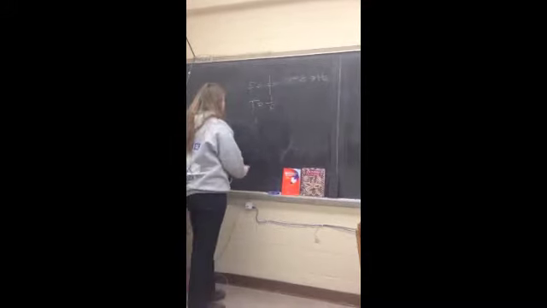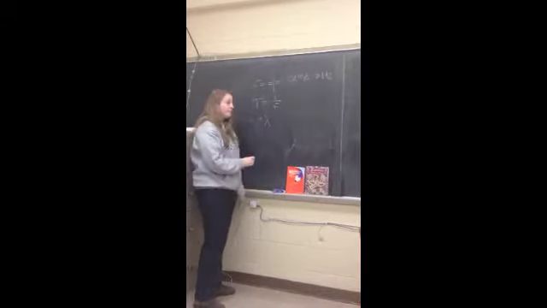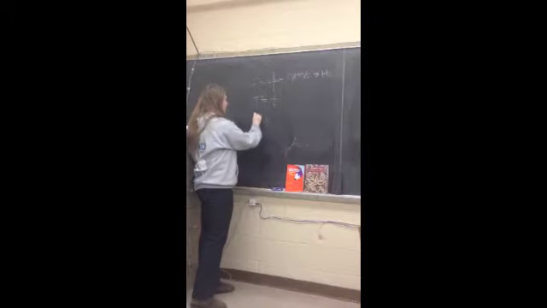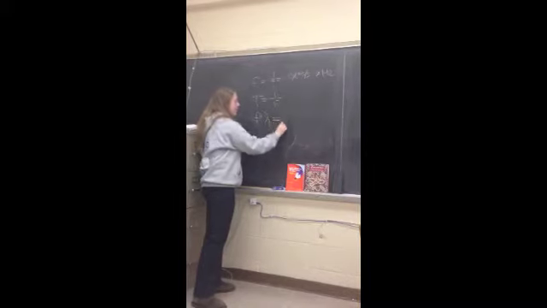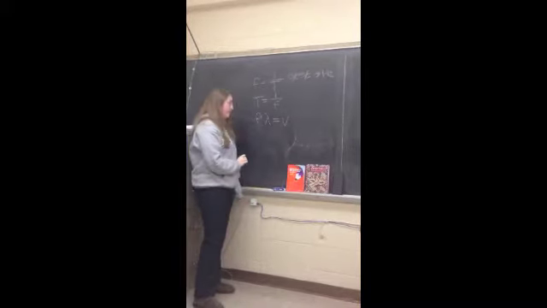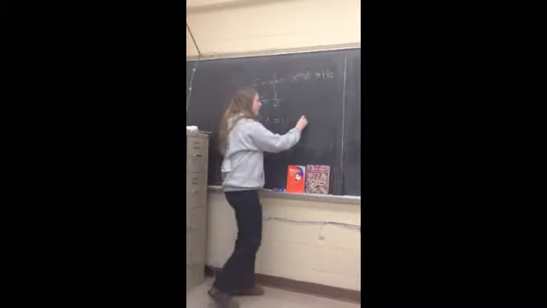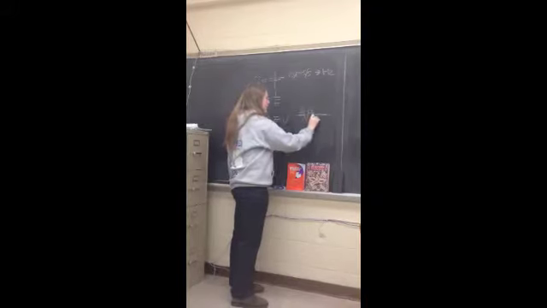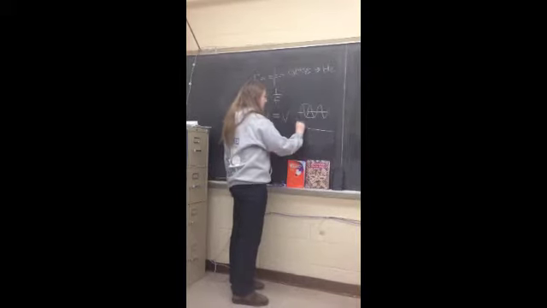Now, the wavelength, which is represented by the Greek symbol lambda, is in an inverse proportion to the frequency. When multiplied together, they equal the velocity of a wave. So, because they're in inverse proportion, the higher the frequency of a wave, the lower the wavelength will be. A lower frequency wave will have a longer wavelength.